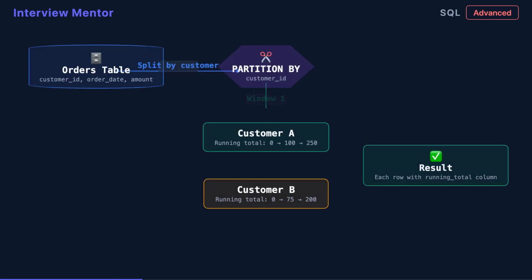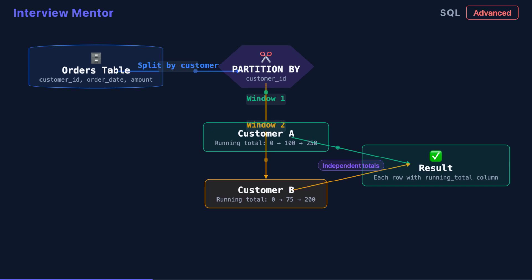Next, the PARTITION BY clause. This tells SQL to reset the running total for each customer. Without it, you'd get one running total across all customers, which defeats the purpose. Think of PARTITION BY as creating separate calculation windows, one per customer. Each customer gets their own independent running total that starts at 0.